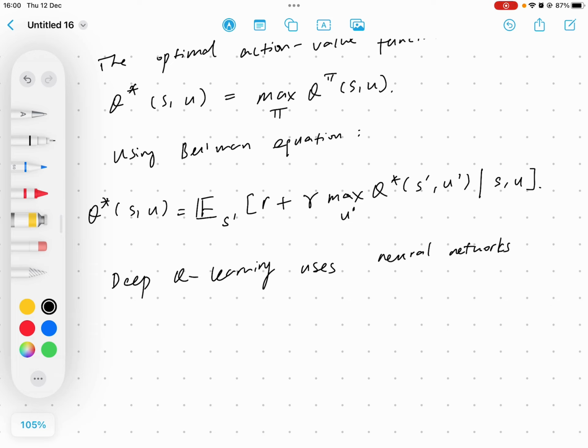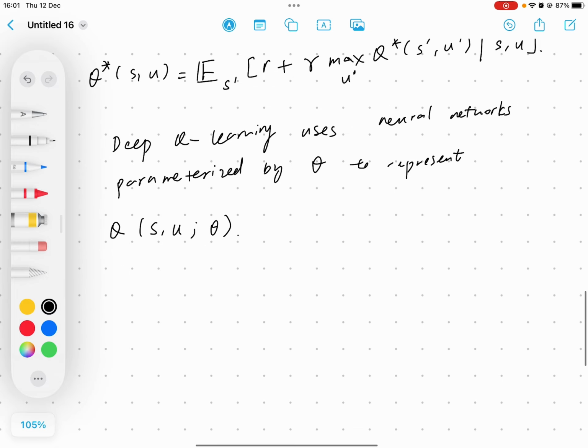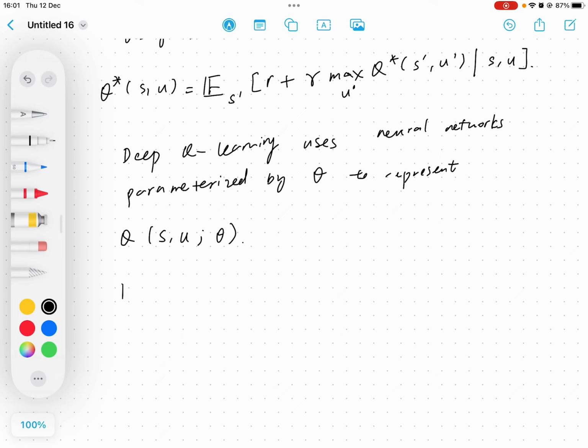Okay, so neural networks parameterized by theta. Theta is just the notation for all the parameters, the weights and the biases in the neural network, to represent this Q. Okay, so given S and U, we have theta as the parameter. Good. So how do we optimize this neural network here? That would be the next thing.